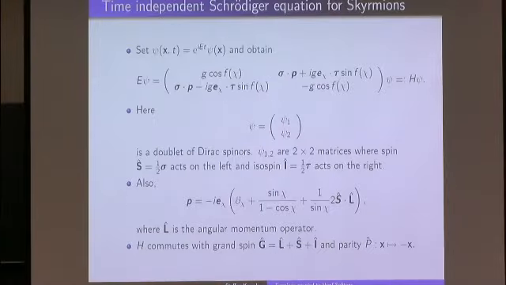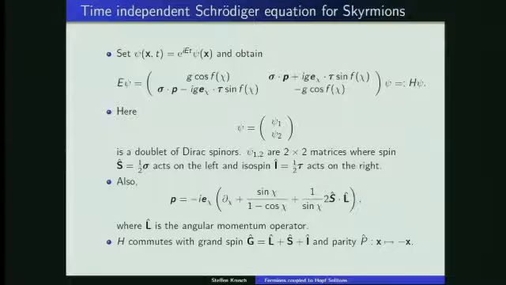Okay. So first of all, I write my equation in terms of polar coordinates, and I use e to the iEt to go to a time-independent Schrödinger equation to calculate the energy eigenvalues, which I'm interested in. And then I have to set up a little bit. So my psi is a Dirac spinor, so it has 4 components, but there's also the Skyrme field.